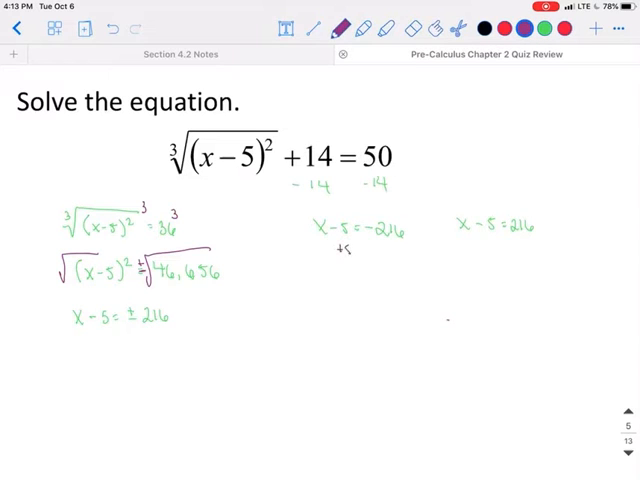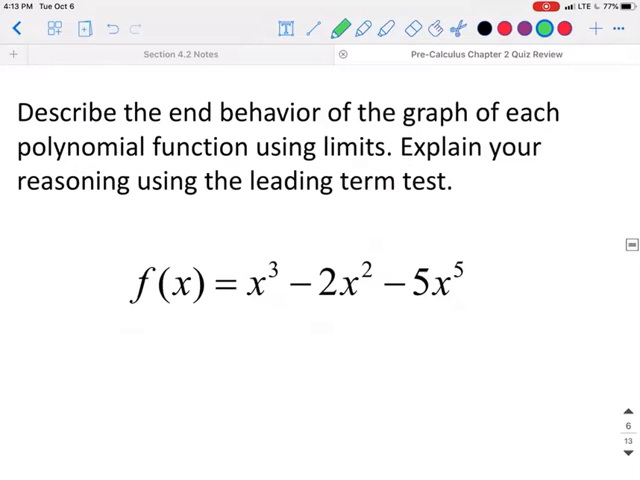Now, to solve for x, we are going to add that 5 to both sides on each equation. And you're going to end up with x is equal to negative 211 and x is equal to 221. Now remember, you need to check this for extraneous solutions, so you will need to take these x's and plug them back into the original equation to make sure you get the correct answer. But in this case, you will get the correct answer for both values.